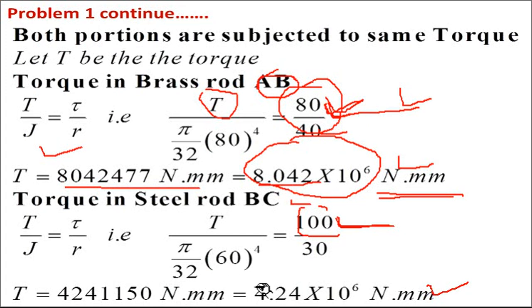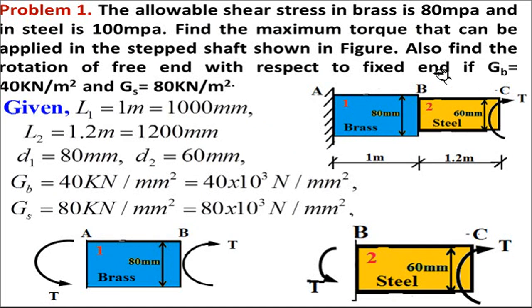Bigger diameter will definitely be safe, but the lesser bar should be safe, and it is transmitting 8.042 into 10 to power 6 Newton mm torque. So for our first requirement, they have asked us to find the maximum torque that can be transferred. Maximum means what? Why have we obtained two values here?